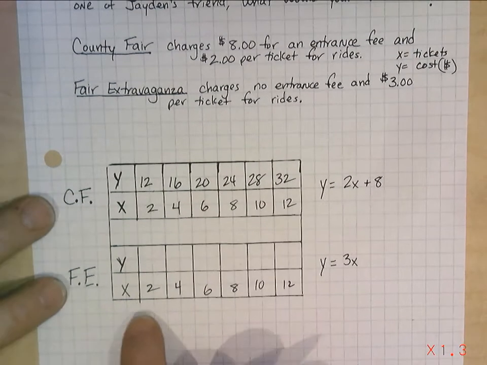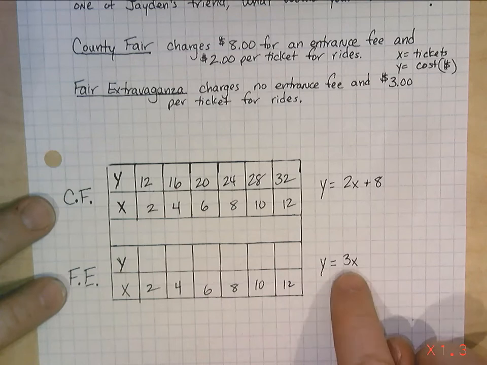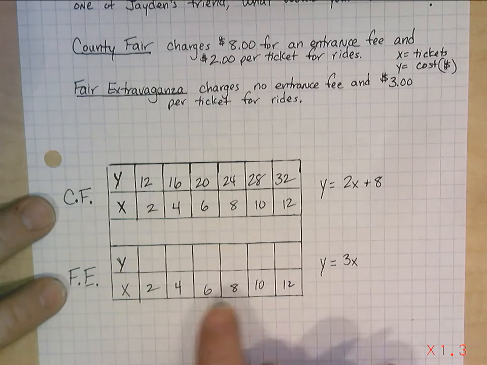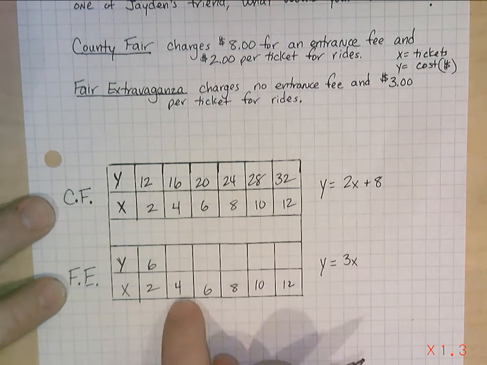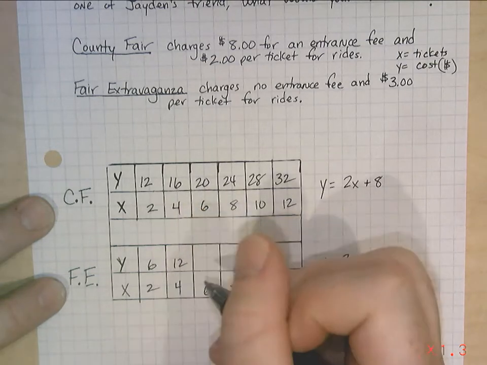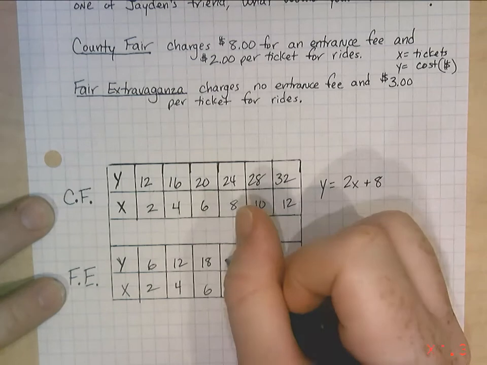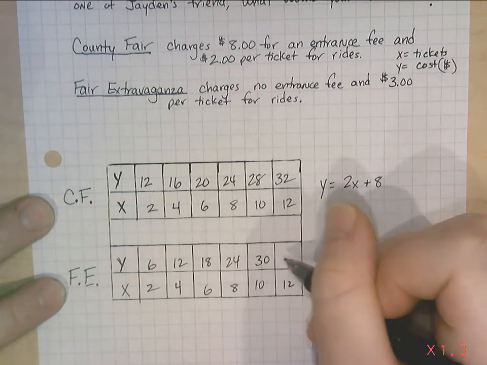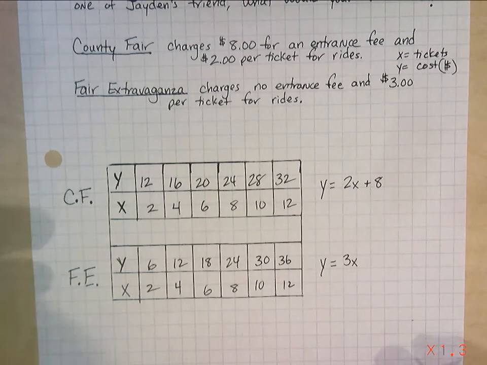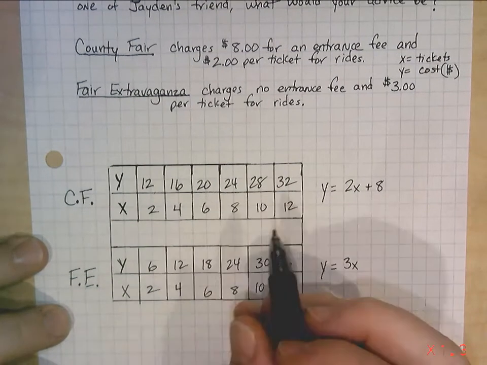Now for this one here, it's a little bit easier because you've got nothing else to add. It's just $3 per ticket straight up. So 3 times 2 is 6. 4 times 3 is 12. And you can see quickly that this is increasing by $6. 24, 30, 36.